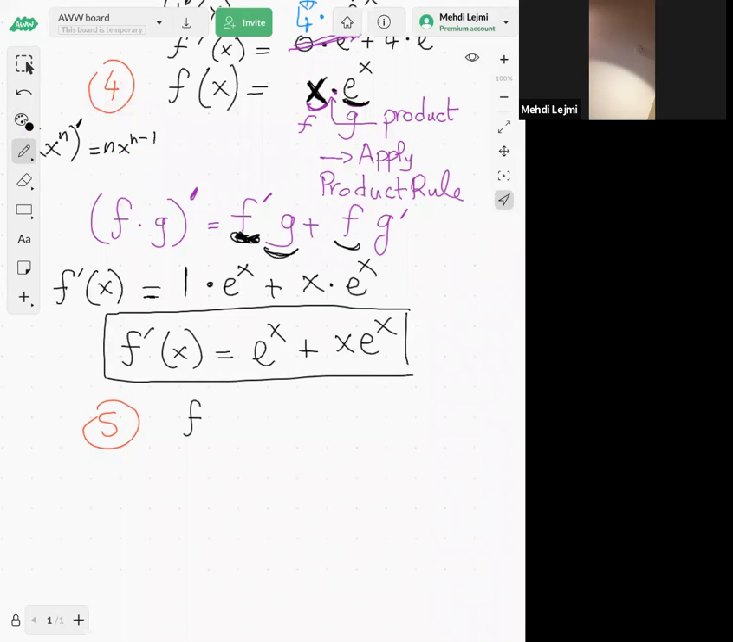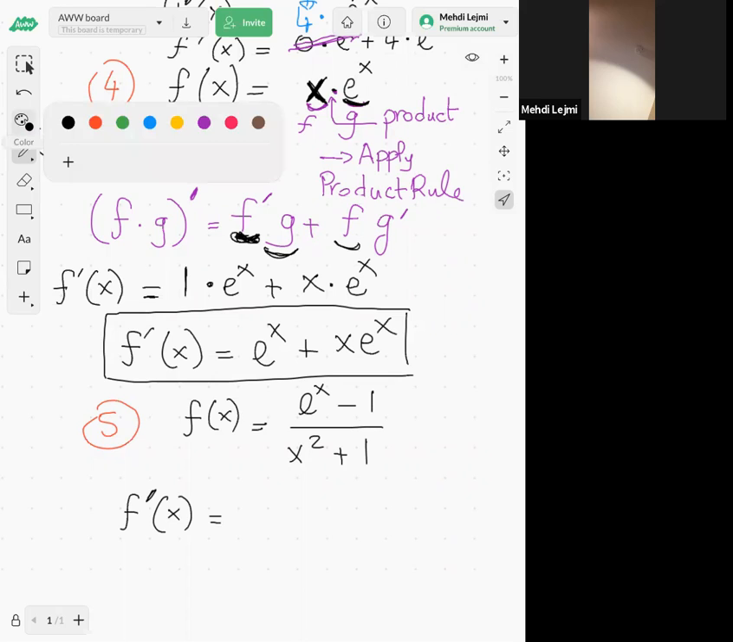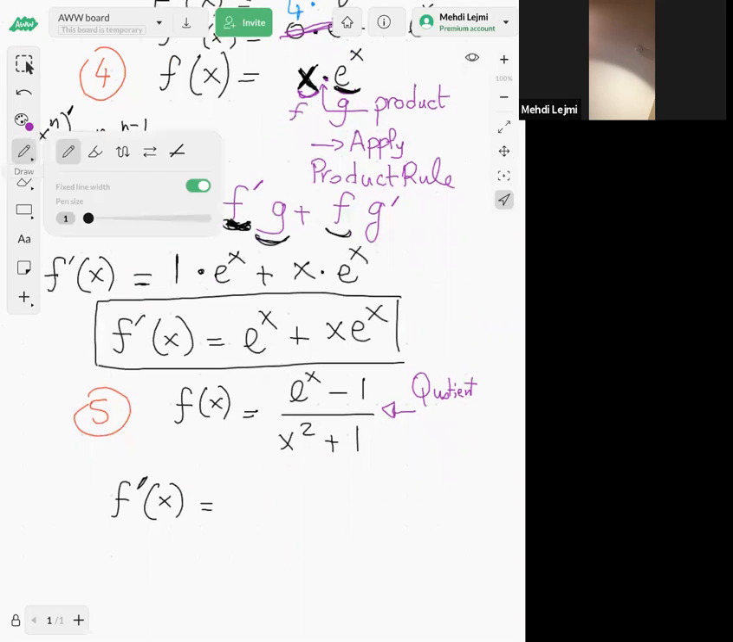Let's say f of x is e to the x minus 1 over x squared plus 1. That's my function f, and of course I want to compute the derivative, f prime of x. This function f is a fraction, a quotient, so we have a division. So we have to apply the quotient rule because it's a fraction.